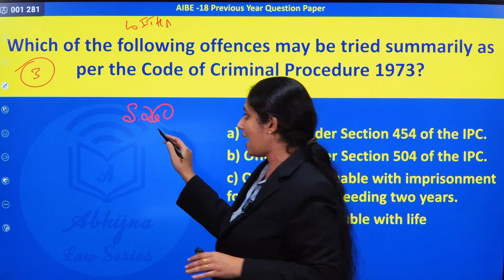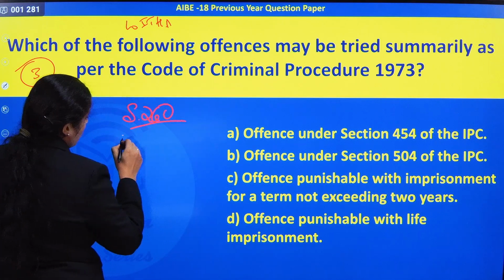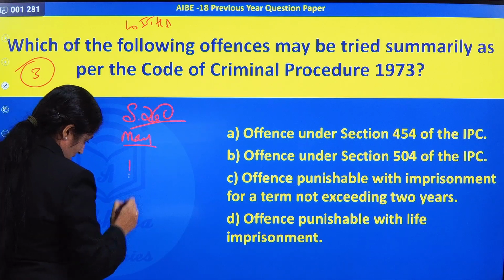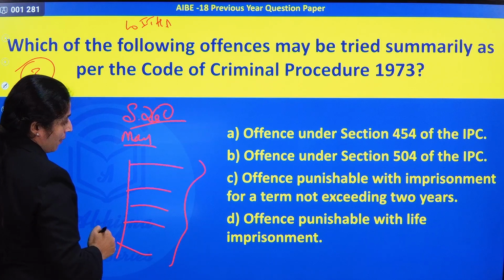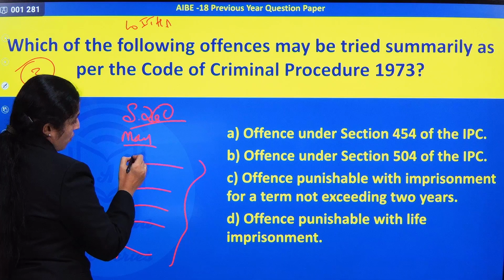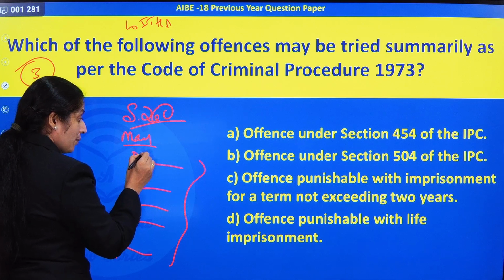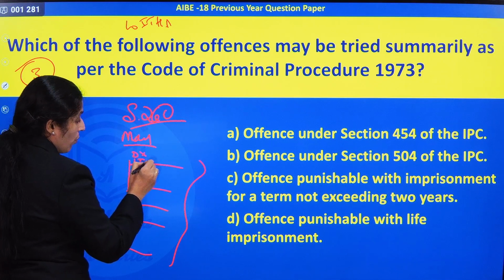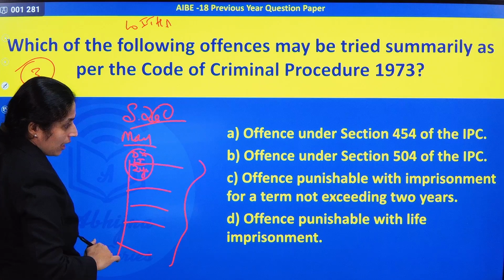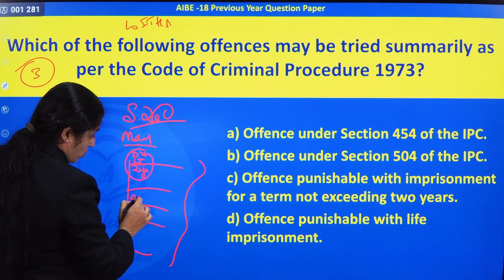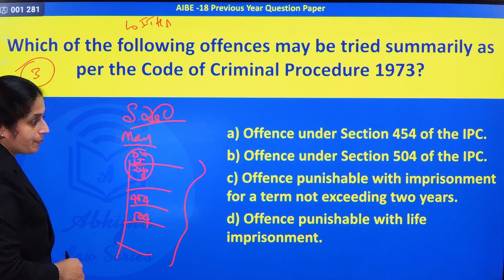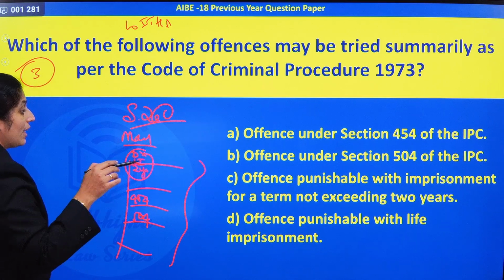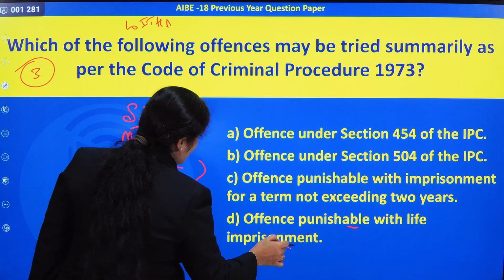Section 260 says that it was not mandatory, it had given a certain list of offences which may be tried summarily, and one of them was those offences which are not punishable with death, which are not punishable with life imprisonment, which do not exceed 2 years, they may be punished summarily. And also section 454 could be tried summarily, under section 504 also they could be tried summarily. Okay, only death and life imprisonment cannot be tried summarily.